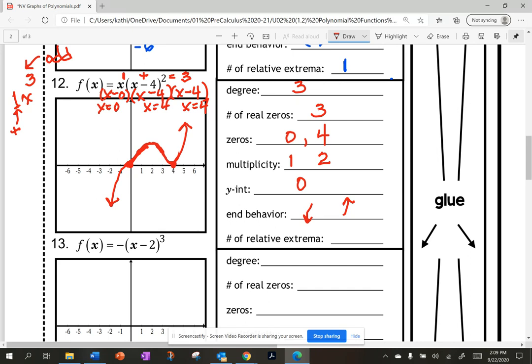So to ask my last question, how many extrema do I have? I have a maximum here, and I have a minimum here. So I have 2 relative extrema.